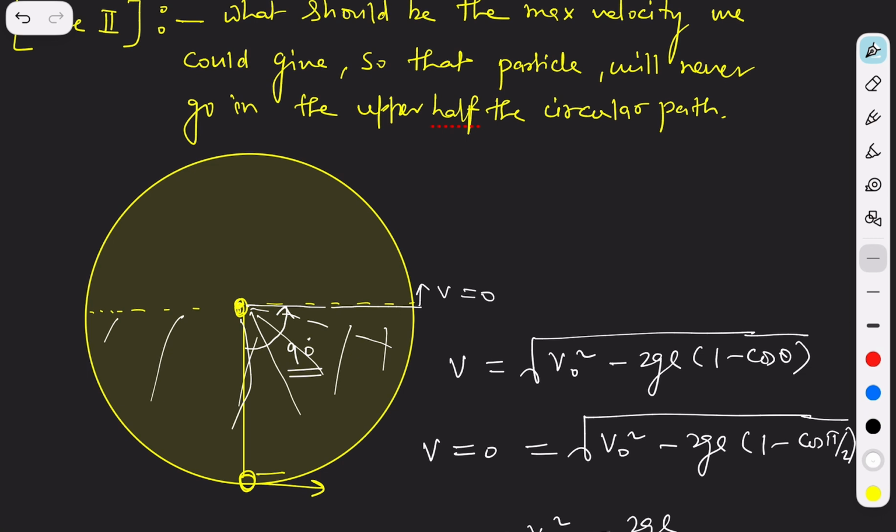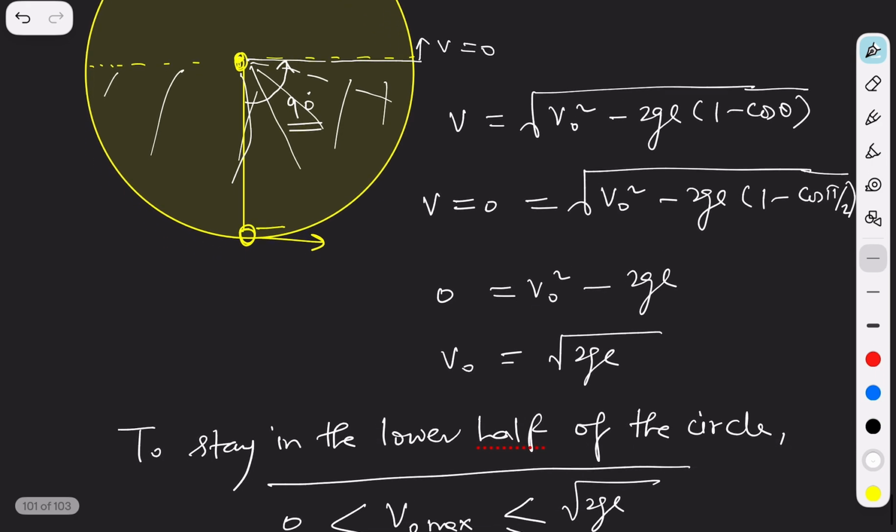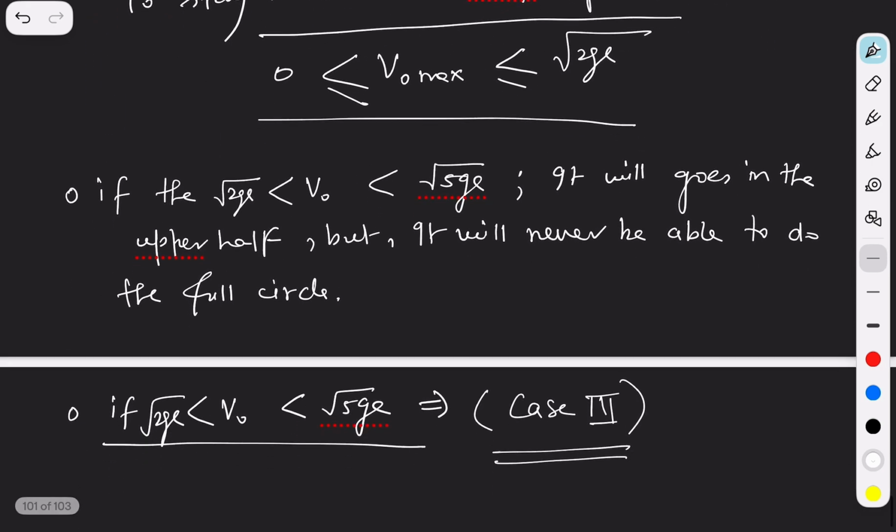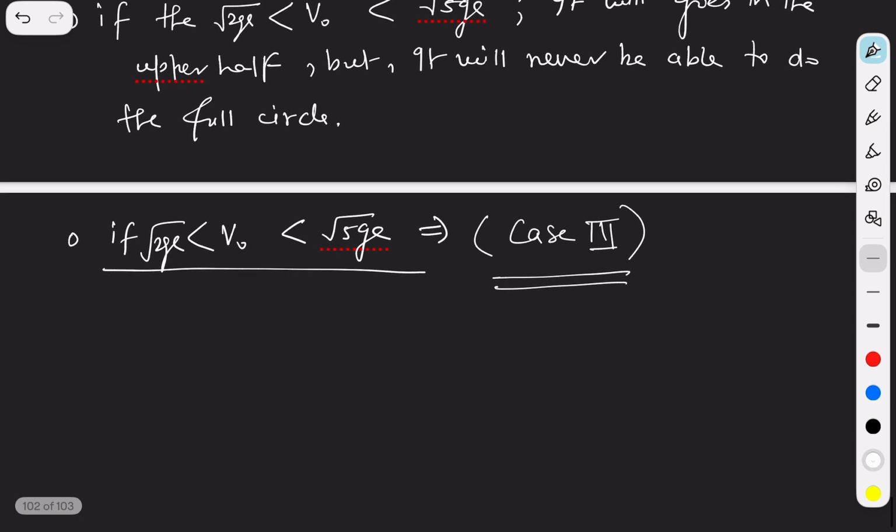Okay, so these two problems we had covered, and then I had asked you that I will discuss one last kind of problem, that was, if velocity is more than root 2 gL but less than root 5 gL. Okay, so this is the third case that we had to explore.